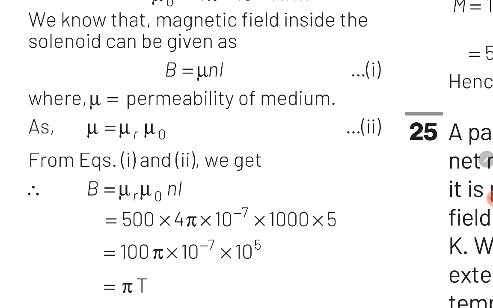Guys, mu r has been given as 500, mu naught is 4 pi into 10 raised to minus 7, number of turns per unit length has been given as 1000, and current I is 5 amperes. By substituting all of these values, we'll obtain the final answer as pi Tesla for magnetic field inside the solenoid.